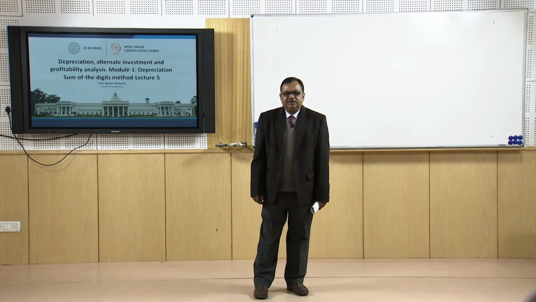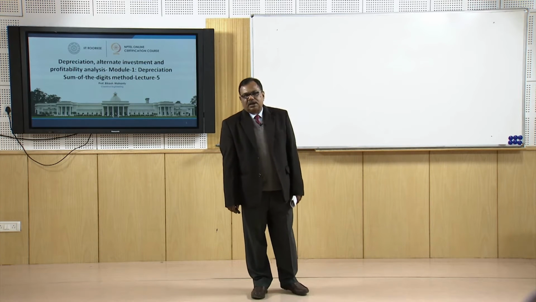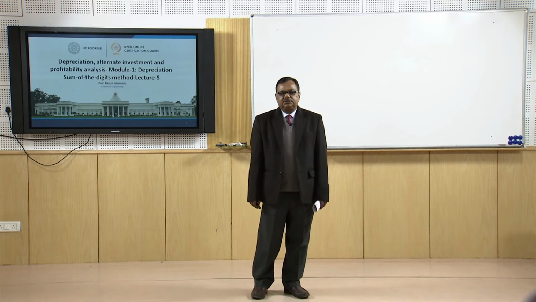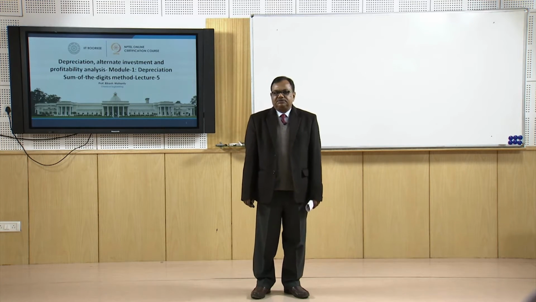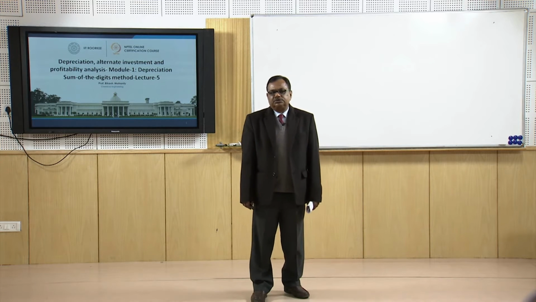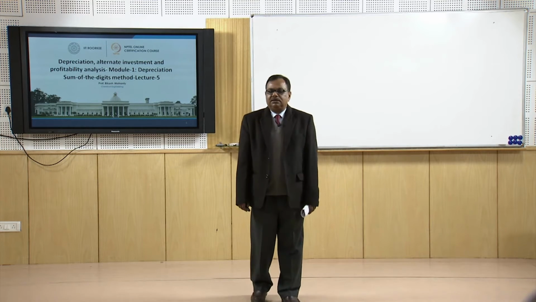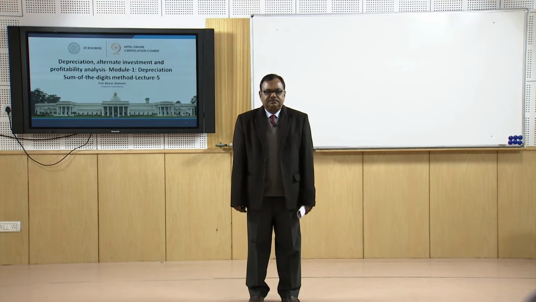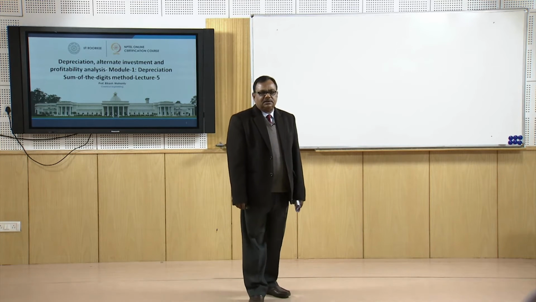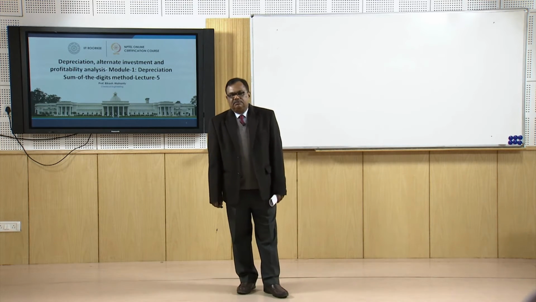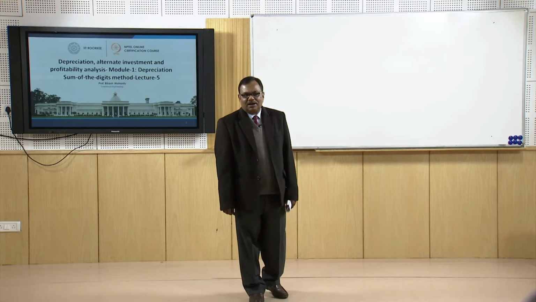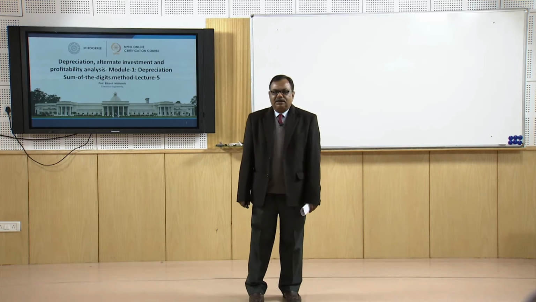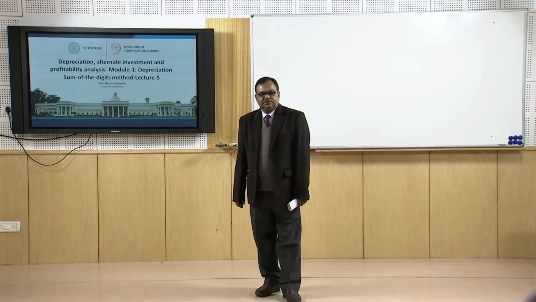The sum of the digits method is an arbitrary process for determining depreciation which gives results similar to those obtained by the declining balance method. In this method, larger costs for depreciation are allotted during the early life years than during the later years.